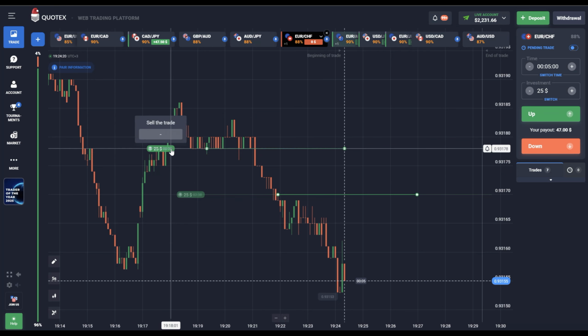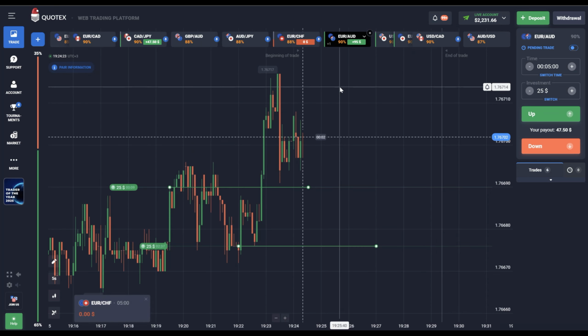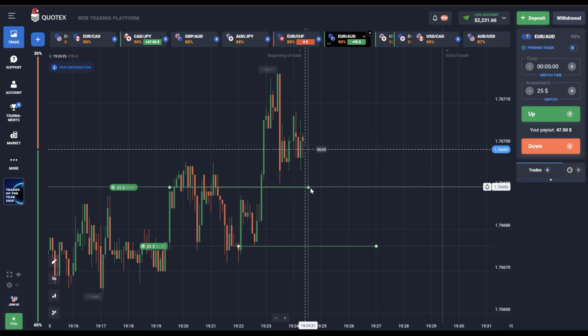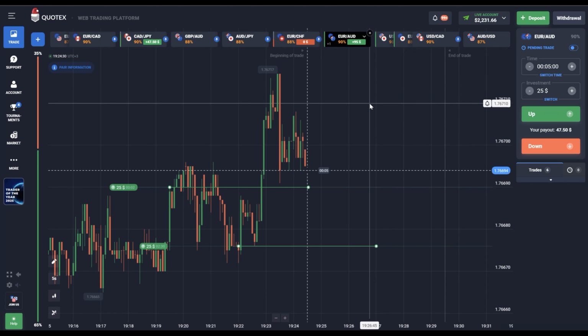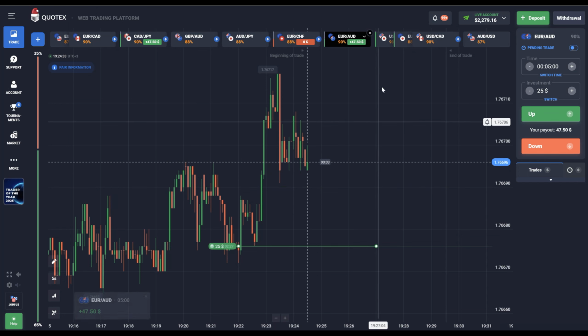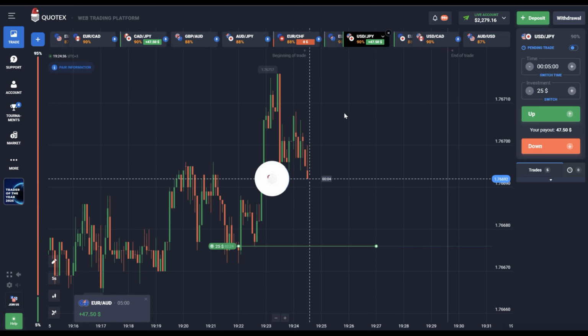The first trade closes here at a loss. The Euro Aussie trade, 8 seconds left. This one should close in profit. Of course it should, but it's not guaranteed. But still, yes, the trade closes. So far, everything's not bad.